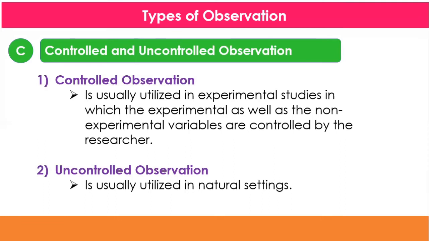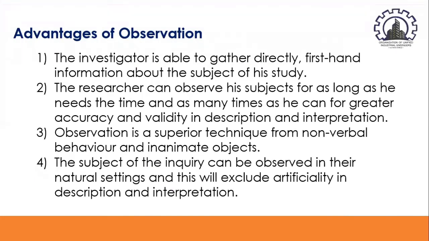So, what are the advantages and disadvantages of observation then? Well, the advantages of observation: first, the investigator is able to gather directly first-hand information about the subject of his study. This kind of information is more accurate, more valid, and more reliable than any information gathered through other means. And another advantage, the researcher can observe his subject as long as he needs the time and as many times as he can for greater accuracy and validity in description and interpretation.